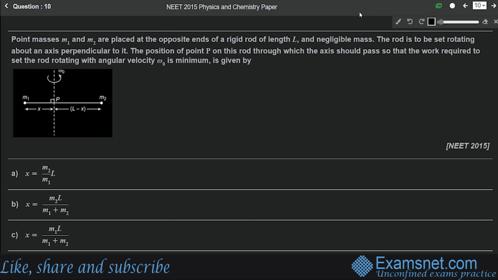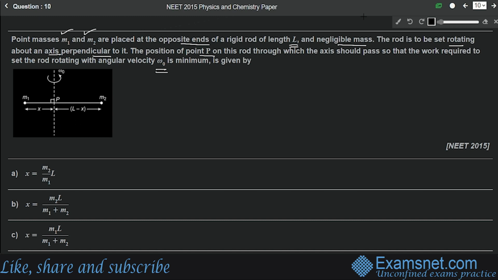Now question number 10 is from rotational motion, and the question is, point masses m1 and m2 are placed at opposite ends of a rigid rod of length L and negligible mass. The rod is to be set rotating about an axis perpendicular to it. The position of point P on this rod through which the axis should pass, so that the work required to set the rod rotating with angular velocity omega naught is minimum, is given by.